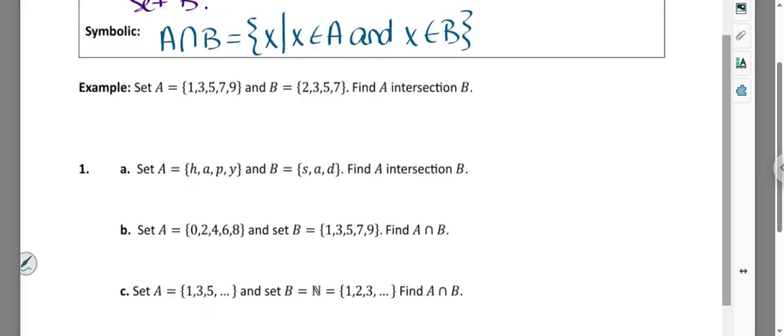So for the example, set A contains 1, 3, 5, 7, 9. Set B contains 2, 3, 5, and 7. The intersection, which numbers are in A and in B? 3, 5, 7. So we would list 3, 5, and 7. And that's it.